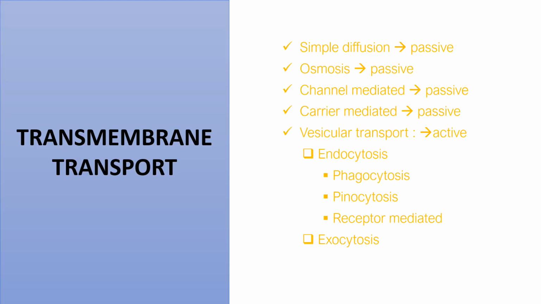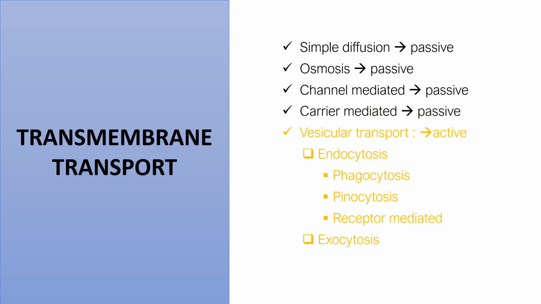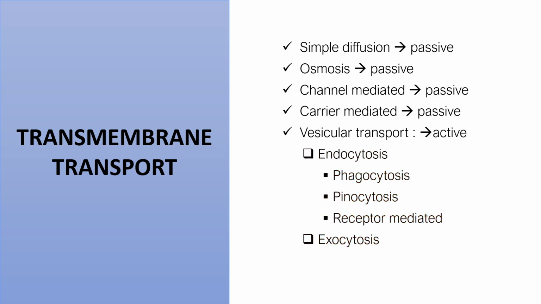Transmembrane transport mechanisms can occur through simple passive diffusion, passive osmosis, passive use of transmembrane protein mediated by channels and carriers, active use of transmembrane protein by pump proteins, and vesicular transport. Vesicular transport is divided into endocytosis and exocytosis. Endocytosis occurs by phagocytosis, pinocytosis, and receptor-mediated endocytosis.